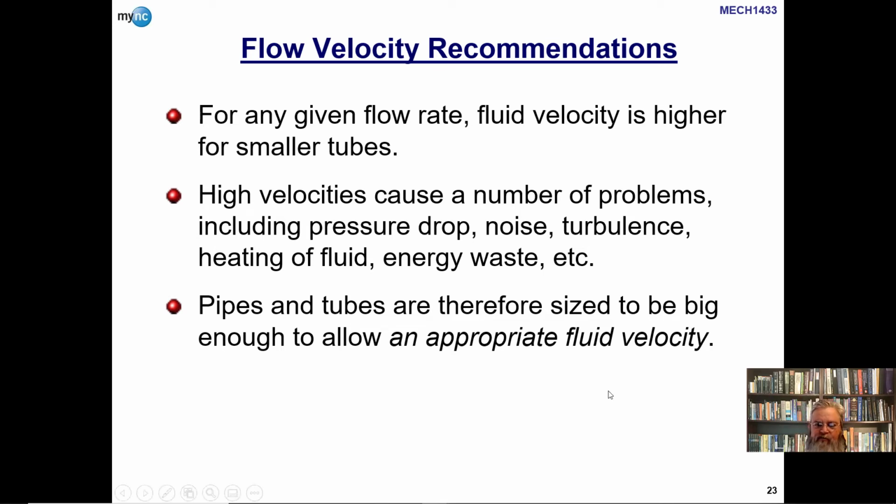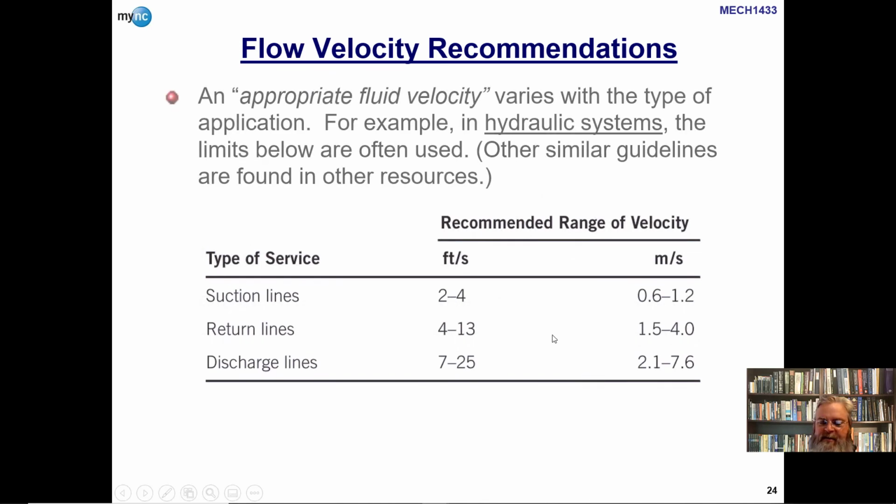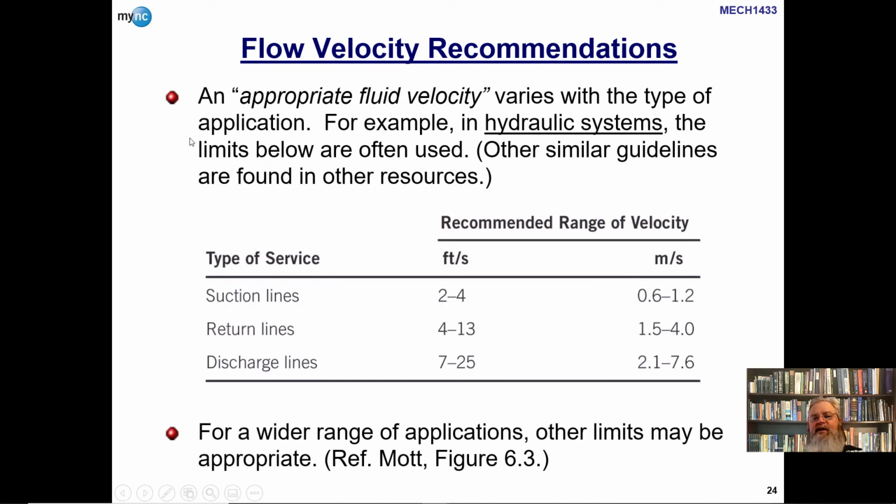What's an appropriate fluid velocity? Well, it varies with the application to an extent. For example, in hydraulic systems, we sometimes say 20 feet per second for pressure lines. That's the maximum. And some other speed for return lines. For this course, we can fine tune it. This table is in MECH.